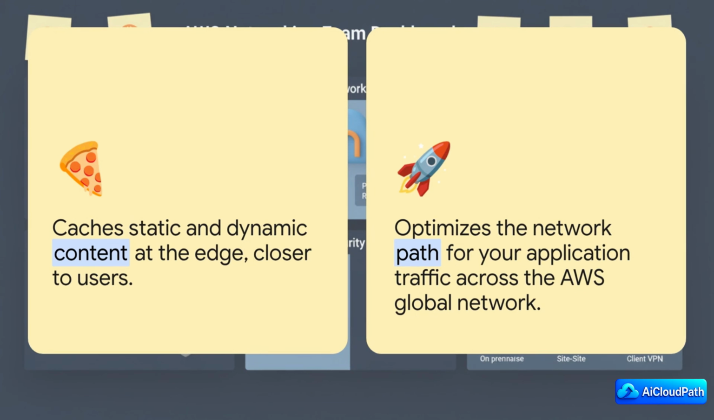So let's just nail this down, because this will be on the exam. CloudFront is about the what? The content. It puts the pizza closer to the customer. Global Accelerator is about the how, the path. It finds the fastest road for the delivery driver to take. Content versus path. If you remember that, you are golden.